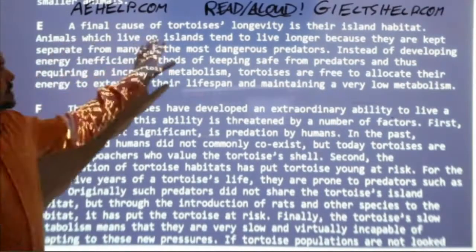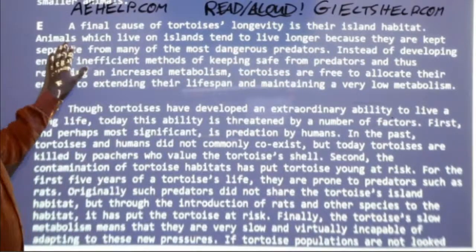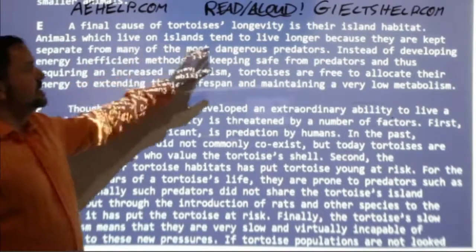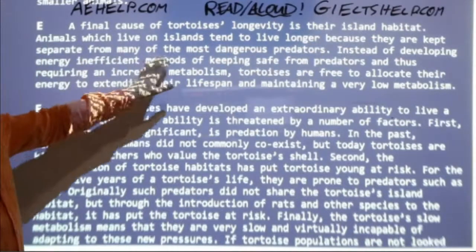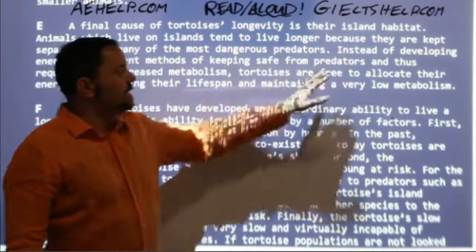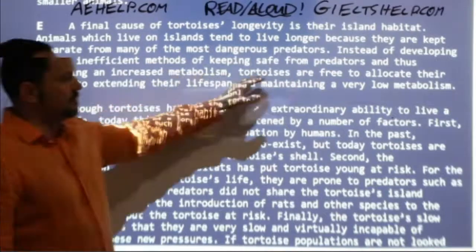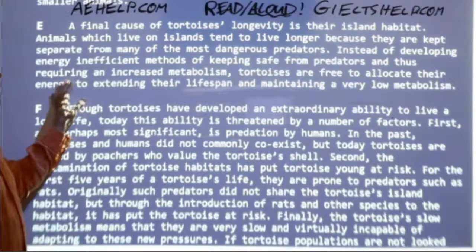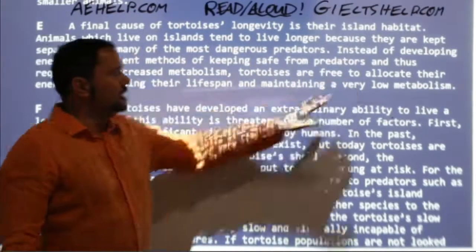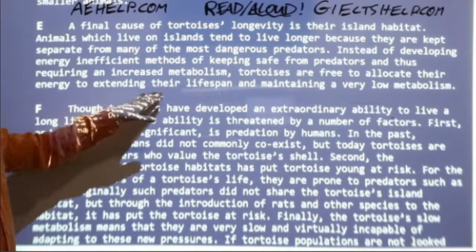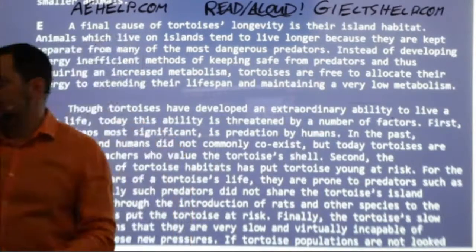A final cause of tortoises' longevity is their island habitat. Animals which live on islands tend to live longer because they are kept separate from many of the most dangerous predators. Instead of developing energy inefficient methods of keeping safe from predators and thus requiring an increased metabolism, tortoises are free to allocate their energy to extending their lifespan and maintaining a very low metabolism.